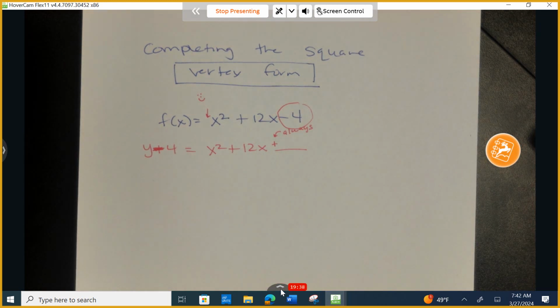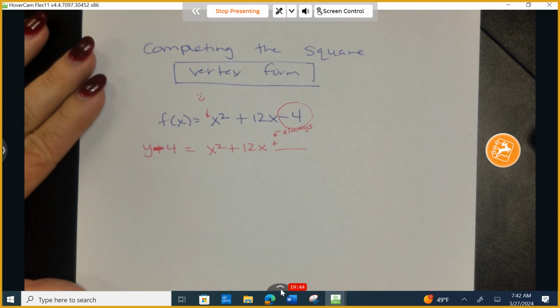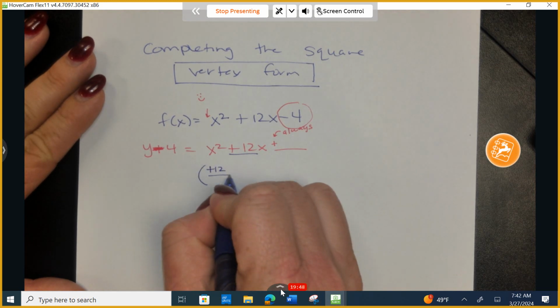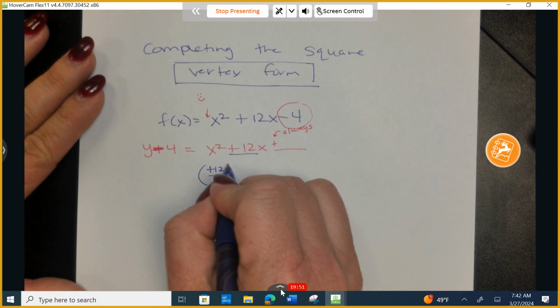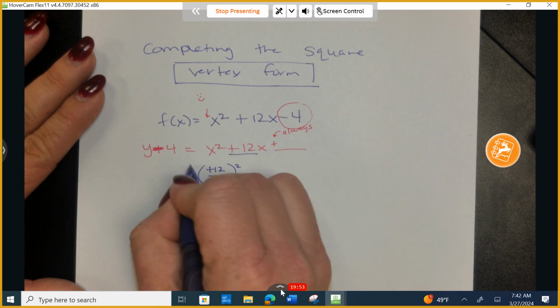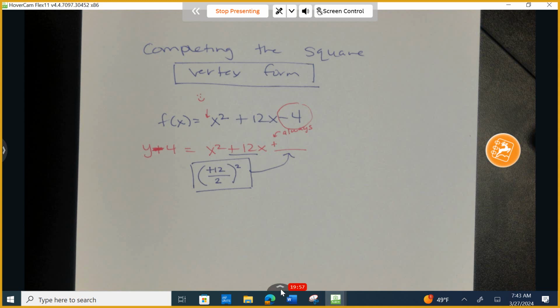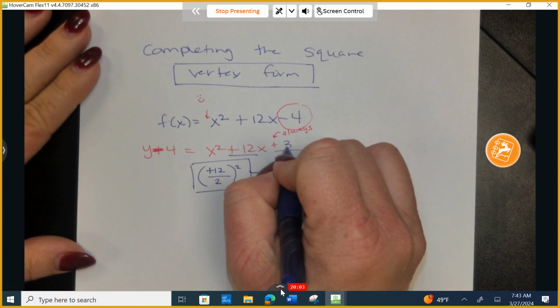And now I'm going to factor. I need to figure out what value goes here so I can factor this. So there is a trick. We're always going to take whatever this b value is, including the sign, and we're going to take that value and we're always going to divide it by 2 and then square it. And whatever I get here is going to go into this position. So positive 12 divided by 2 is positive 6. Positive 6 squared, well, 6 times 6 is a positive 36.